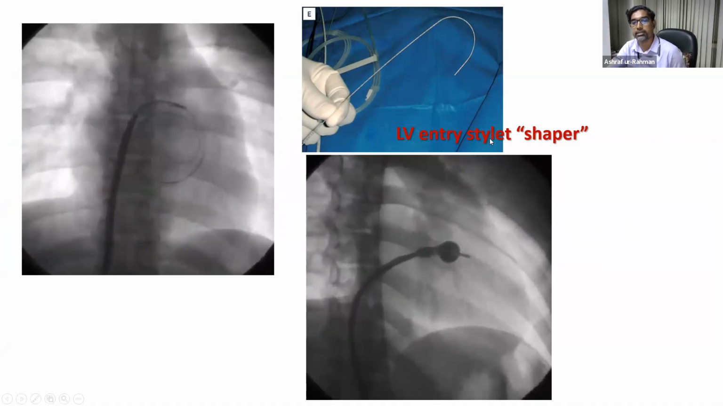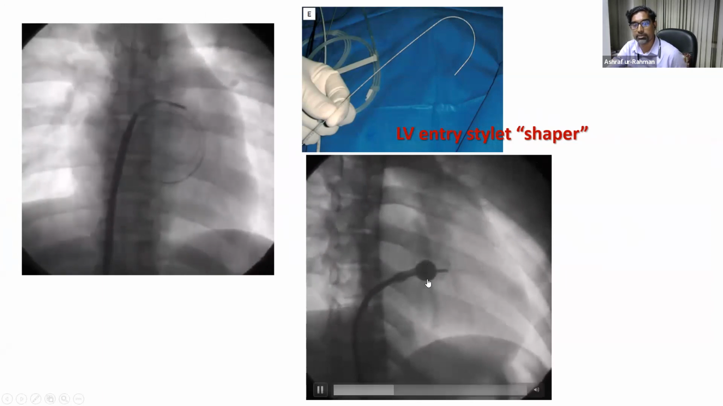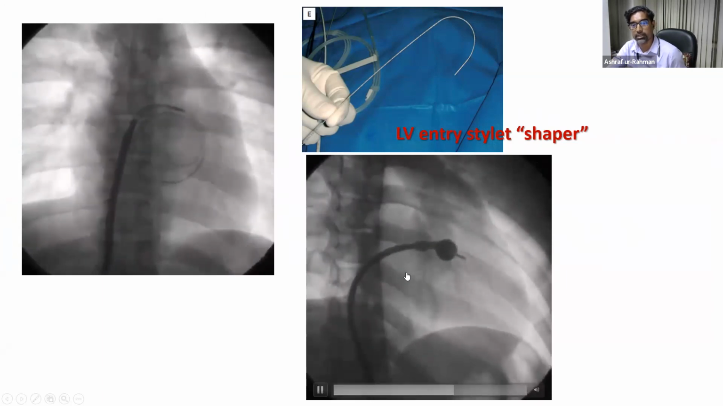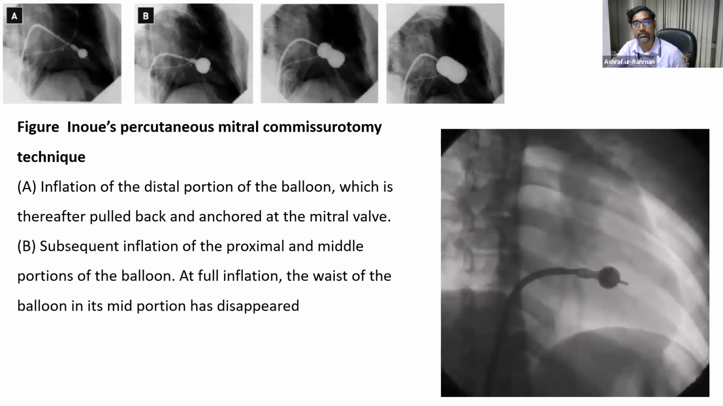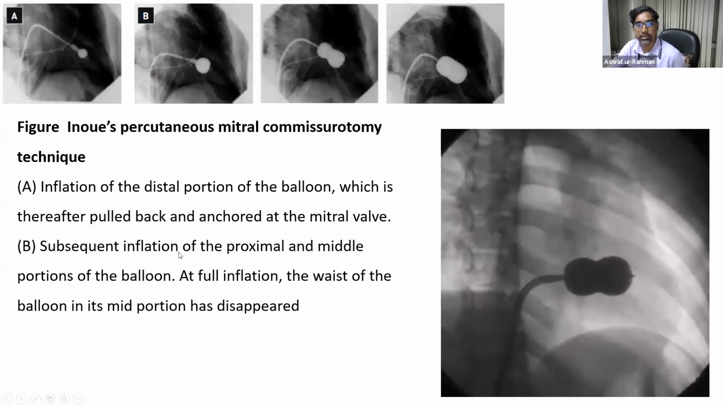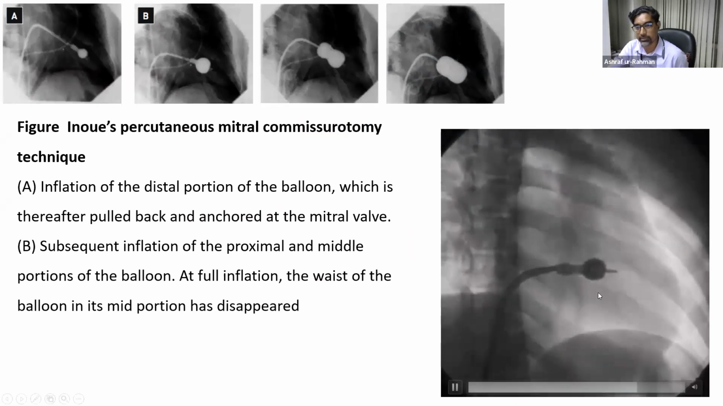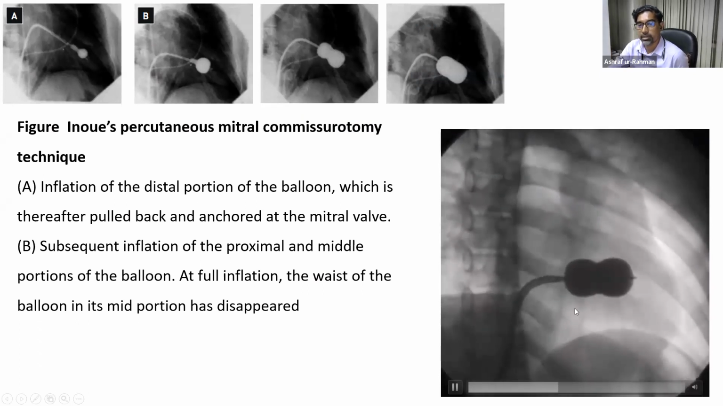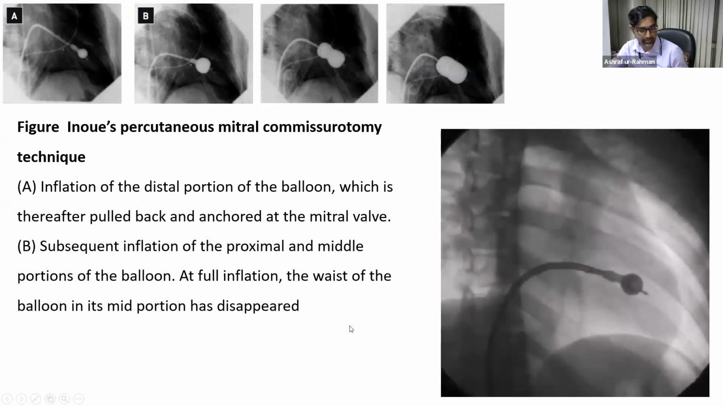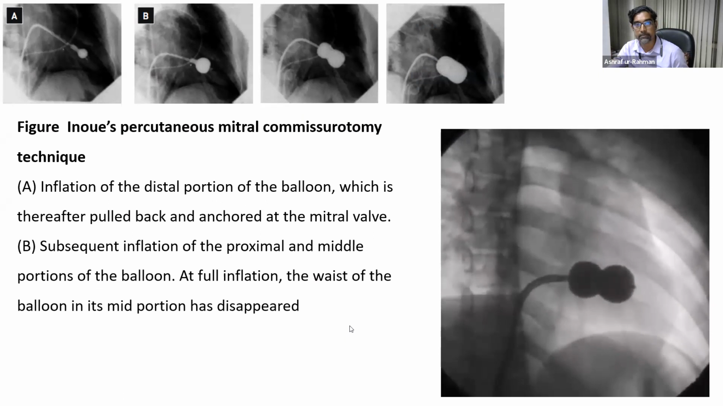This is called the LV entry stylet or shaper. With the help of the shaper, we have to enter the Inoue balloon into the LV. But sometimes LV entry is very difficult, and we have to take some modified approaches. After entering the LV, the distal part of the balloon is first inflated, then the proximal part, and after full inflation, the mid ridge, the waist of the balloon, is not visible. This is the Inoue technique of final phase.